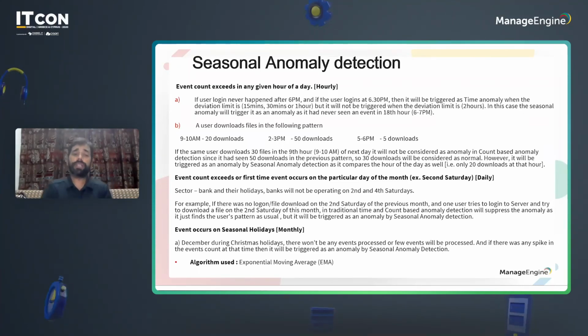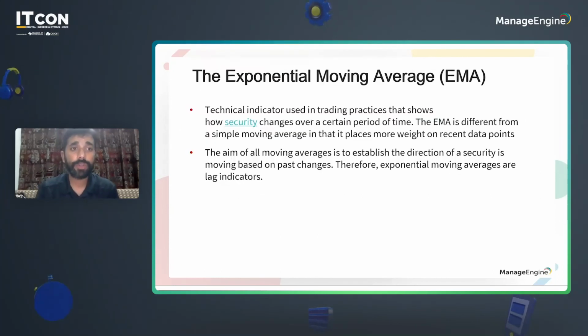And if there is a sudden spike of people logging in at that specific month the next year, then you know that there is a problem, because now with seasonal anomaly, it is going to give you answers. And the algorithm used in this case is exponential moving average, which is EMA. To walk you through EMA, here are two major points.